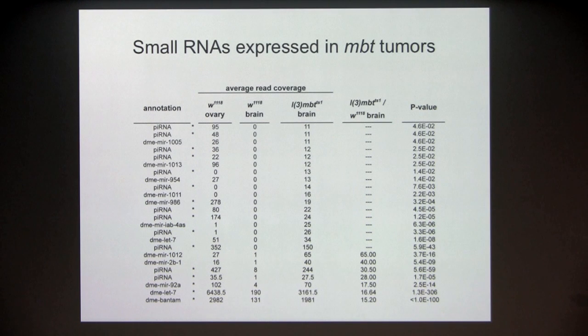As you can see here, many of the piRNAs are actually synthesized, and in the wild-type brain they are basically going to 0 or only at 10% of their level in the MBT brain, and of course upregulated in the wild-type ovaries. And also, as you can see here, we have some important microRNAs for Drosophila, which is Drosophila let-7, and also Drosophila bantam, which is already known to have a role in proliferation in Drosophila imaginal discs.